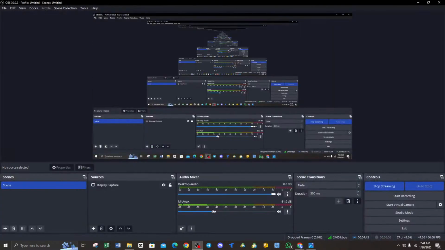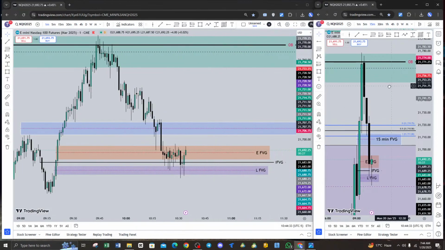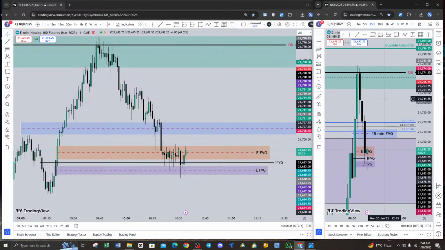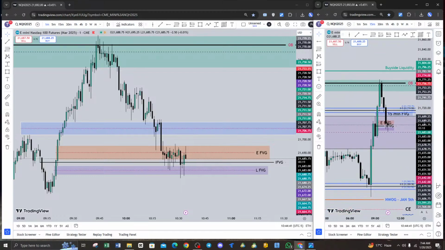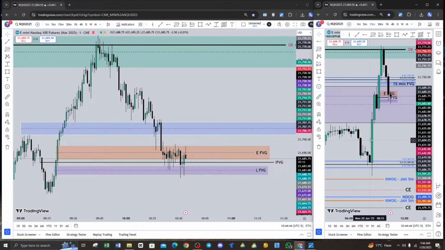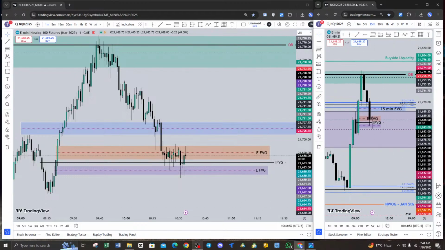So as we can see, this is the 15 minutes chart. Today is the opening, today is Monday. So as we can see, today is the accumulation phase. So from 8:30 we can see market has expanded.